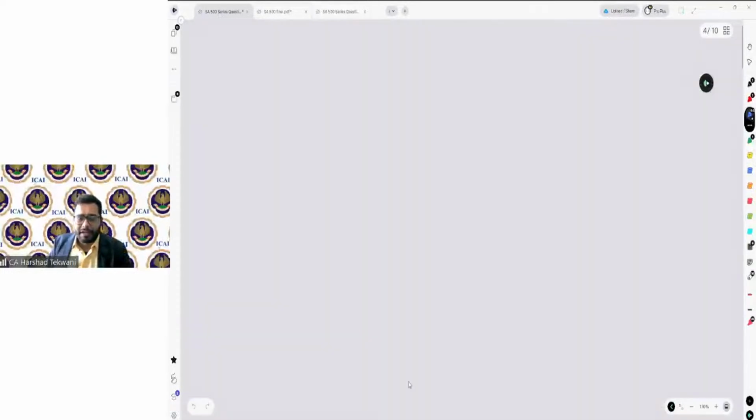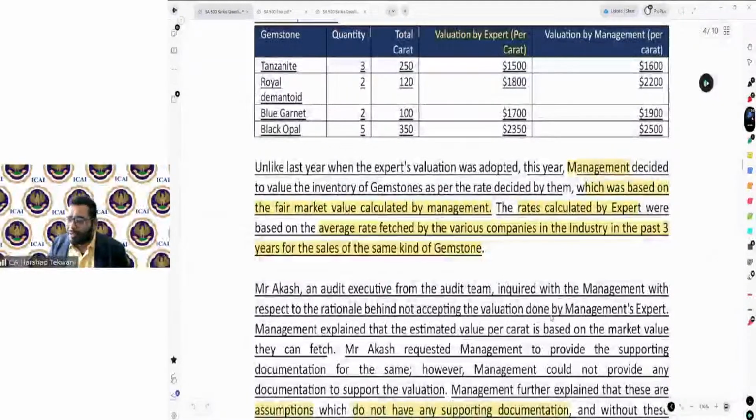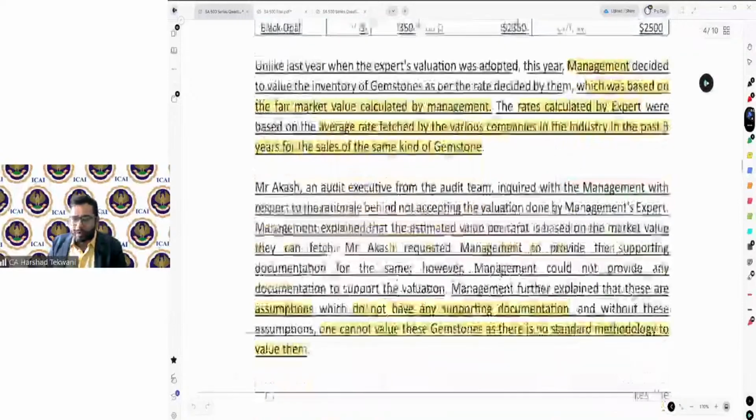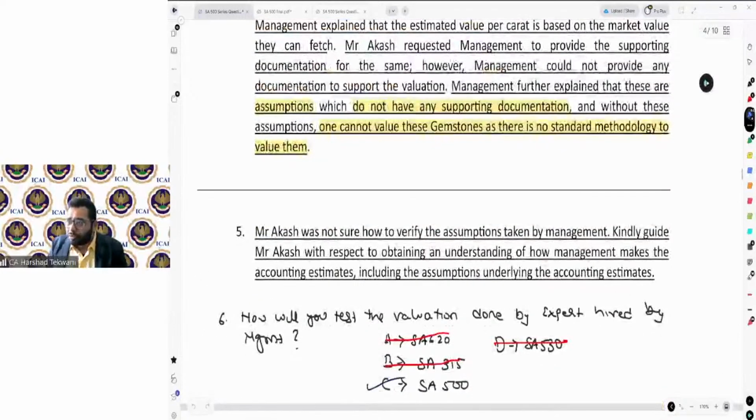Similarly, if it is the work of a management expert, then on the same line, we are required to look into the work performed by the management expert. Clear? Any doubt?